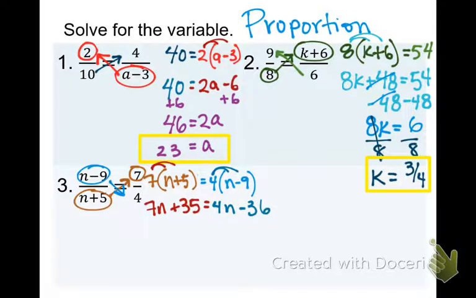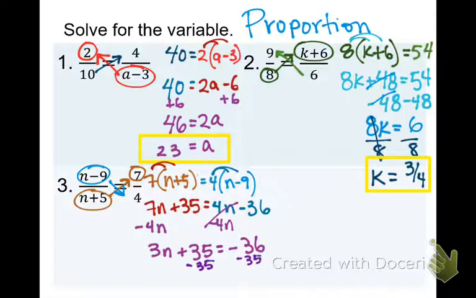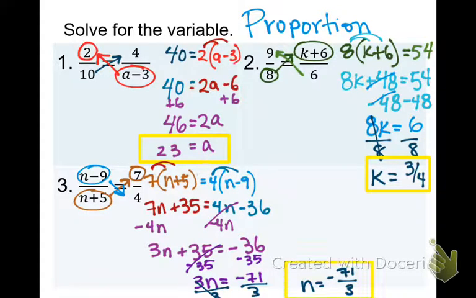Negative 36. I'm going to move my smaller n, which would be 4n. So 3n plus 35 equals negative 36. What do I do next? Subtract 35. So 3n equals negative 71. My last step, divide by 3. So this is what I meant, Blake. If you plug this into your calculator, it would be a never-ending decimal. So I would just leave it.